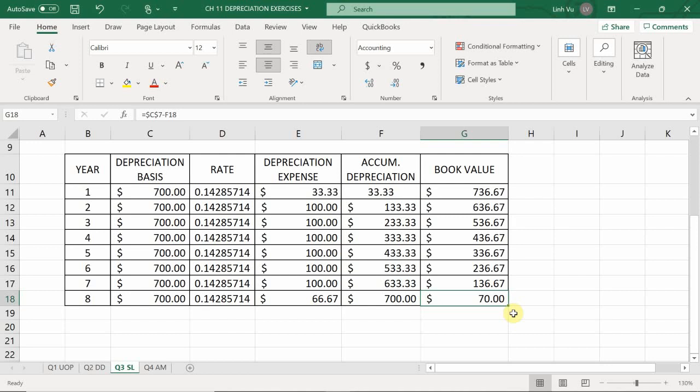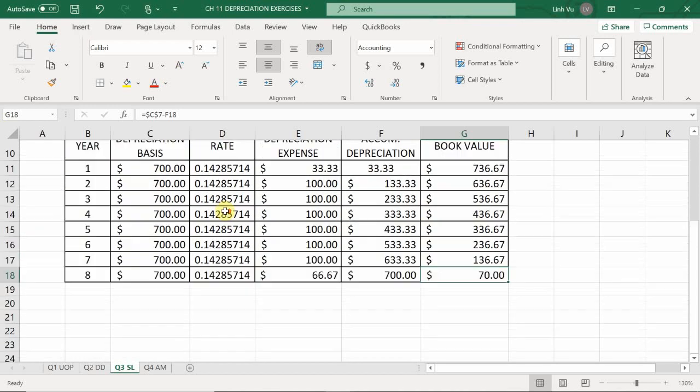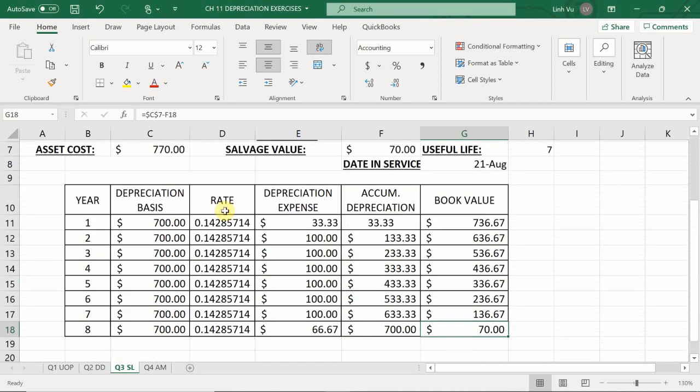And that's how we have to do it. This asset is now exactly 7 years old. All right, and now we reach the end, where our book value is equal to the salvage value. Okay, so that's straight line for you.